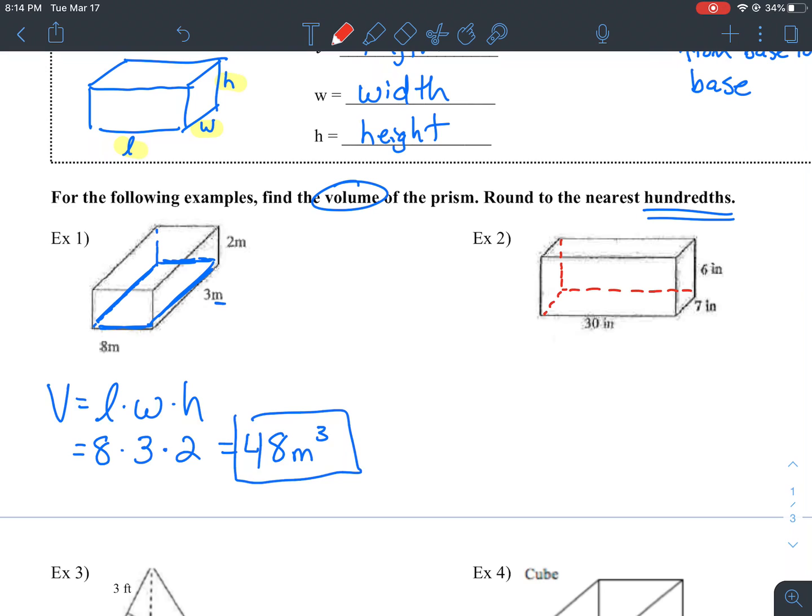rectangular prism where this bottom base is a 30 by 7 rectangle. So again, volume is going to be L times W times H, where we see the length is 30 across, the width is 7 front to back, and the height is 6 up and down. 30 times 7 is 210, times 6 is going to be 1,260 inches cubed.